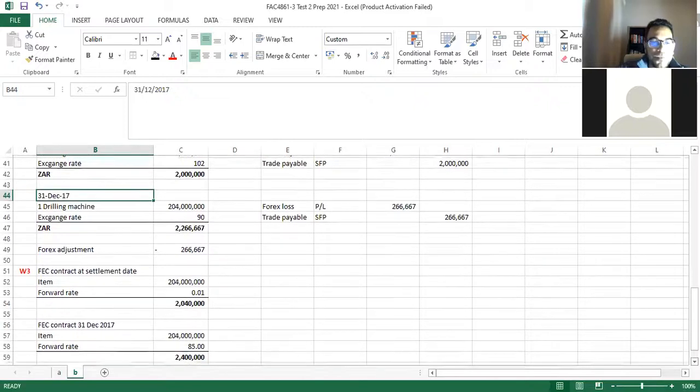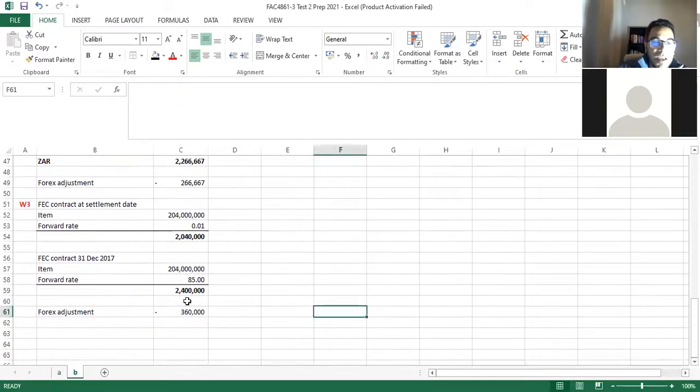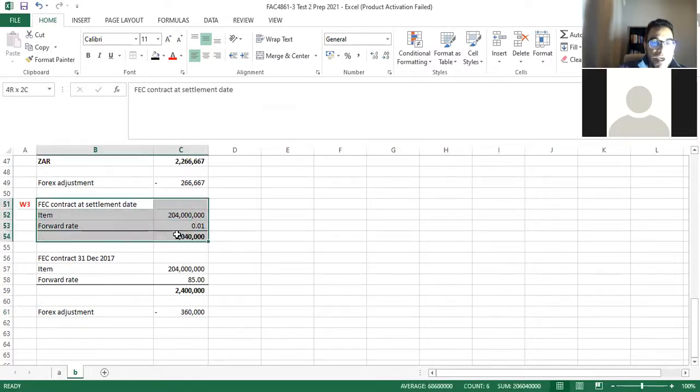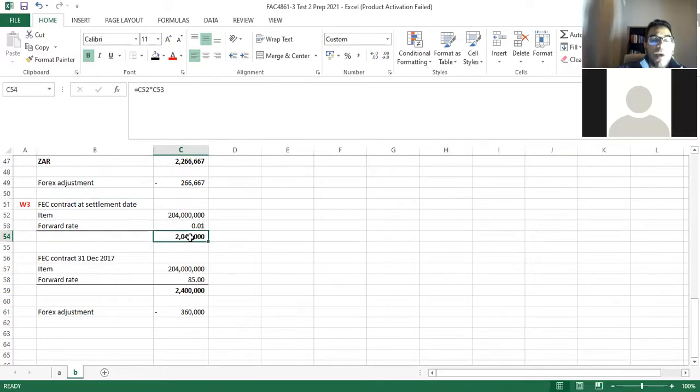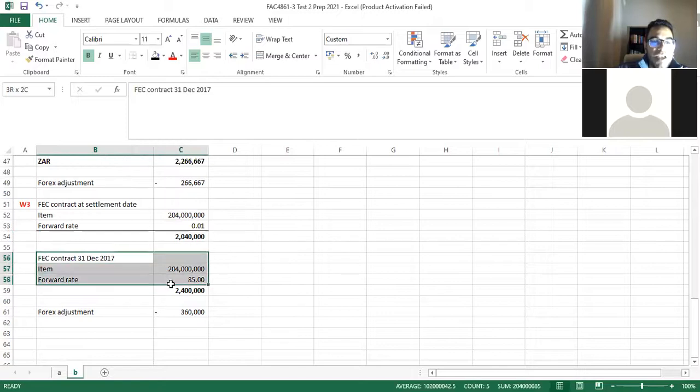As a result, the exchange rate is a loss. Over here, the FEC contract is saying that we're only going to be settling on 1 February. And when we settle on 1 February, the total amount we're ultimately going to be paying is 2,040,000 Rand. If it wasn't for the FEC, we would have to pay 2.4 million. So the FEC is saving us.